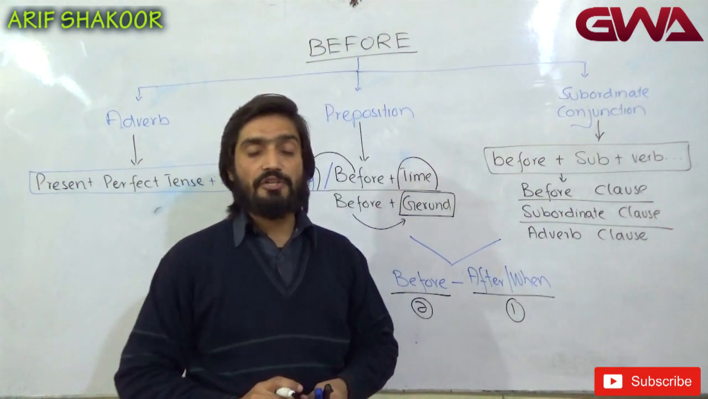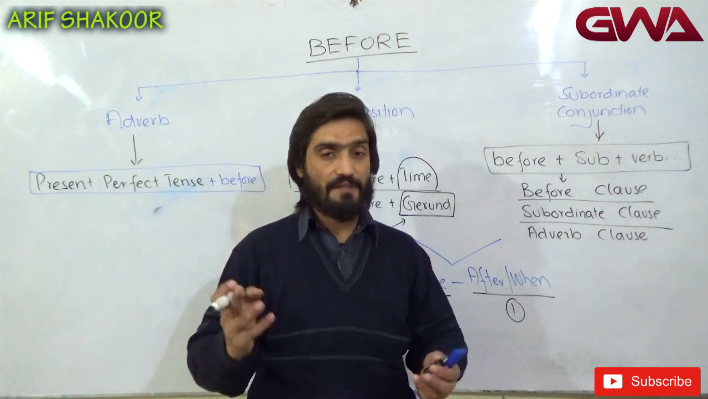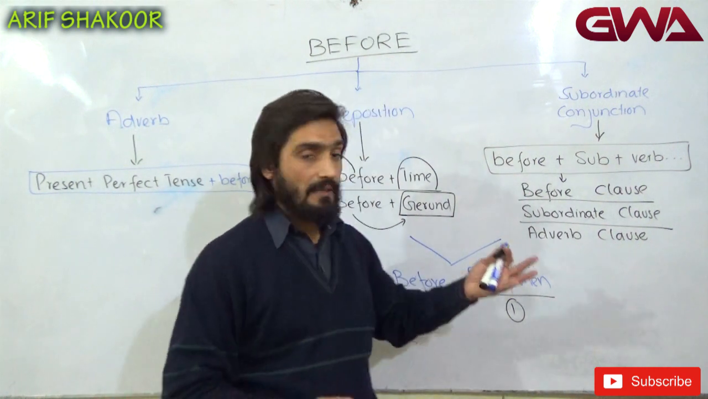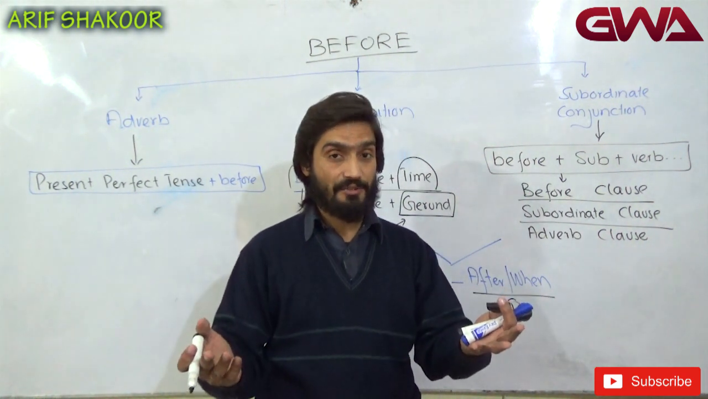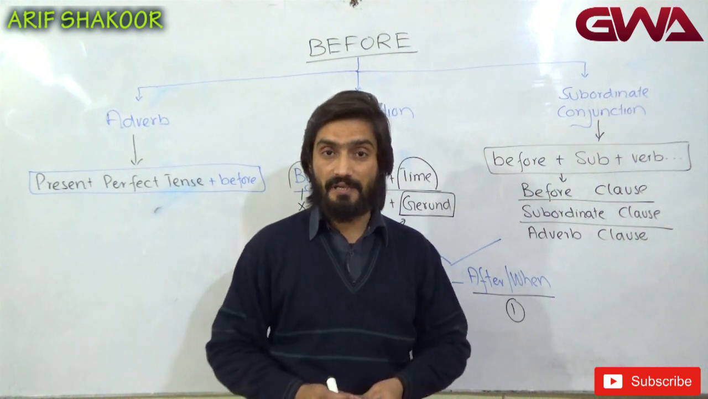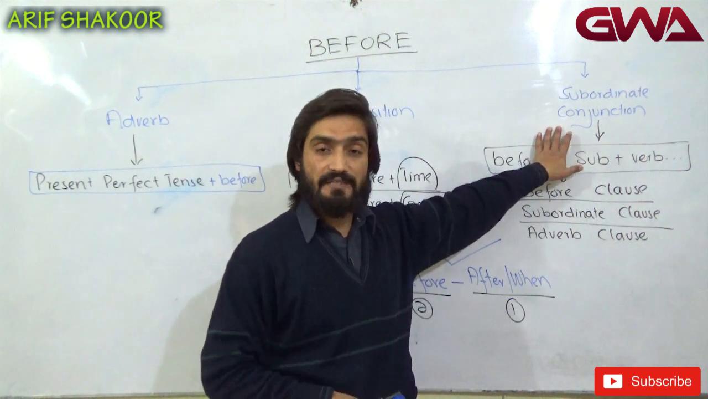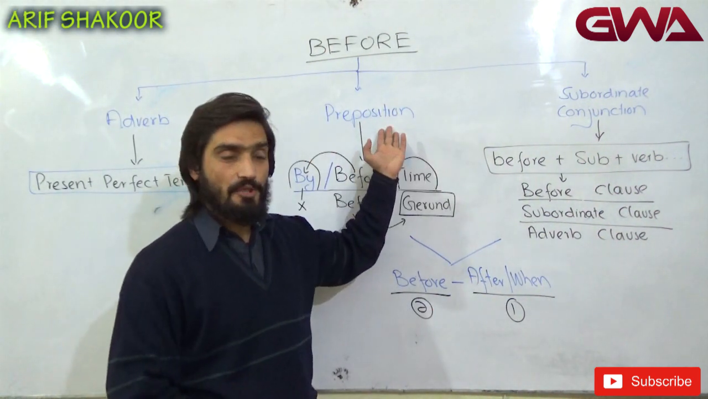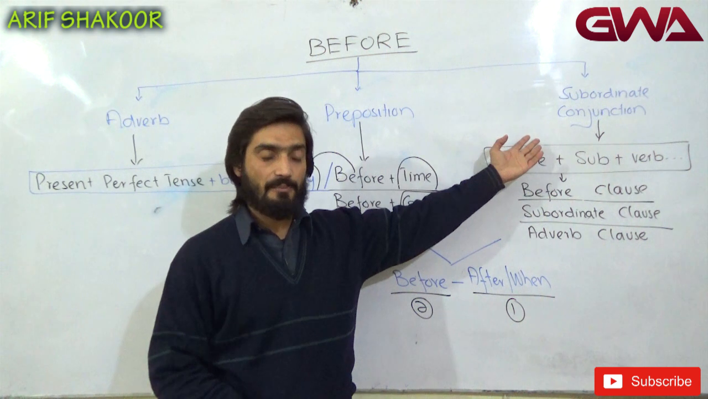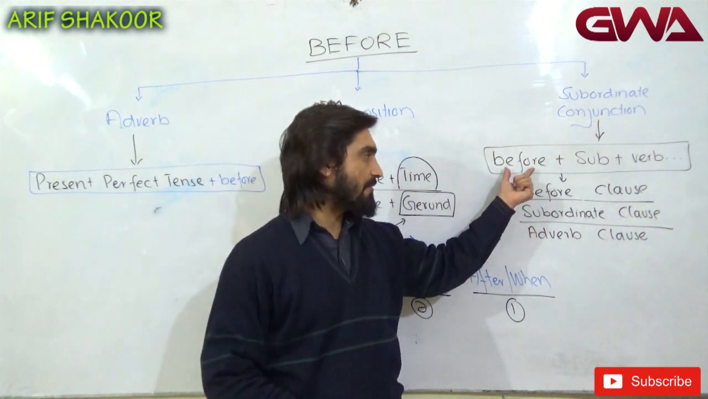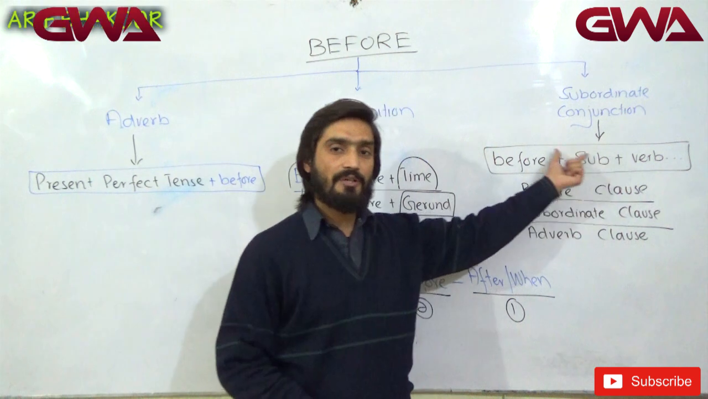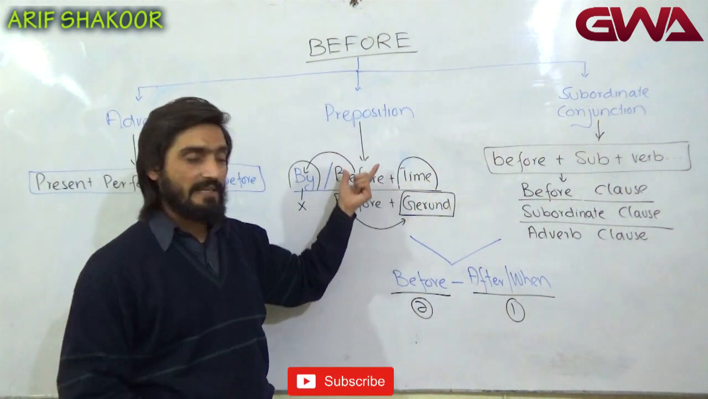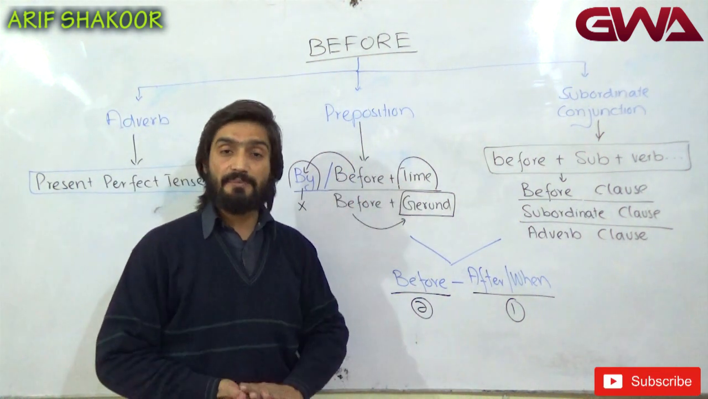As a subordinate conjunction, it combines two different classes, independent clause and dependent clause. And you will get a complex sentence when you have one dependent and one independent clause combined with the help of a subordinate conjunction. The difference between before as a preposition and as a subordinate conjunction is that after before you will see subject and a verb when it functions as a subordinate conjunction. But when it functions as a preposition, it is not followed by subject and verb.